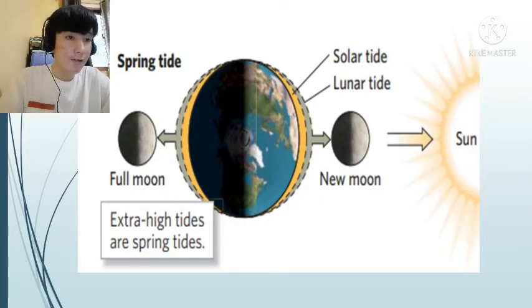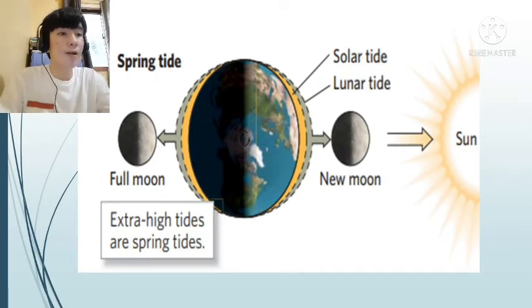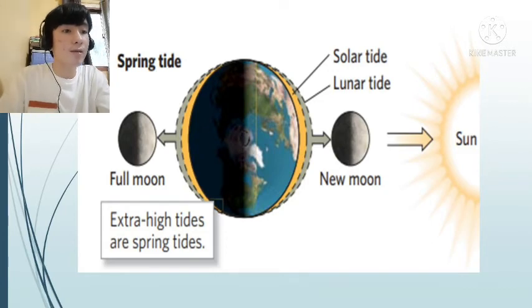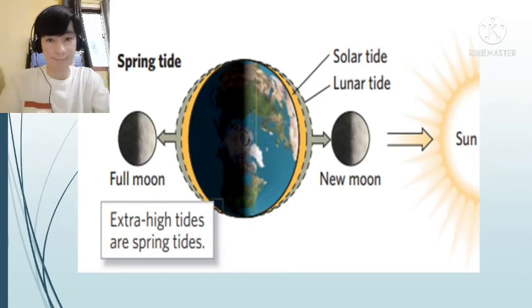Here we have another picture depicting how the spring tide occurs. As we said before, spring tides occur when the sun, the moon, and the earth are aligned together. It doesn't matter if the moon is the one in the middle or the earth is the one in the middle. This happens because when they are aligned, the moon and the sun's gravitational pull add together, causing the water to rise even higher than normal.